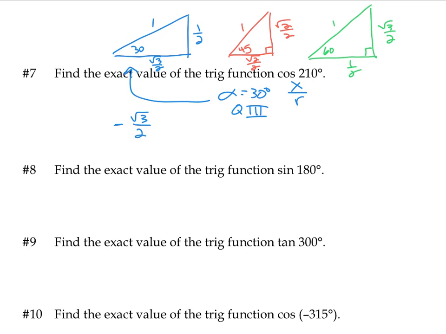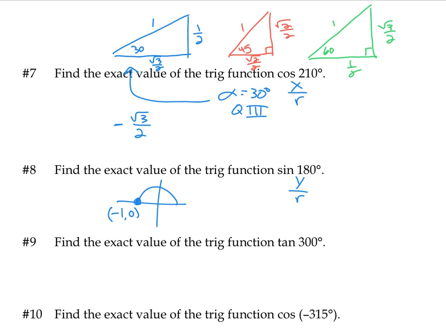All right? Exact trig value of 180 degrees. This is a special case one. So 180 degrees is over here. That's negative 1 comma 0. And the radius is always 1 in the unit circle. We can use sine is y over r.